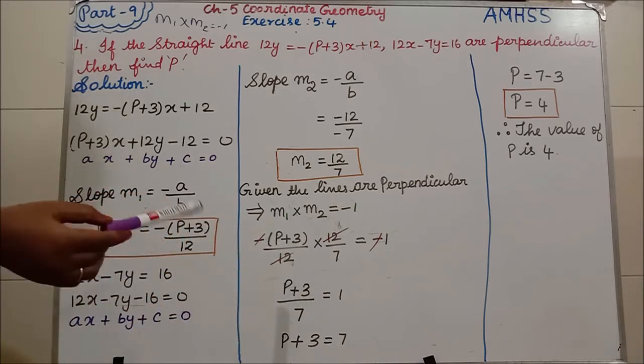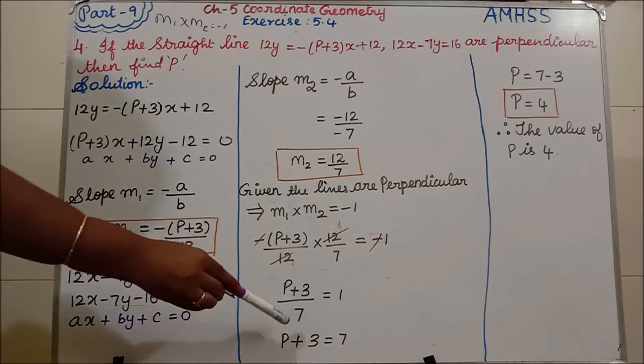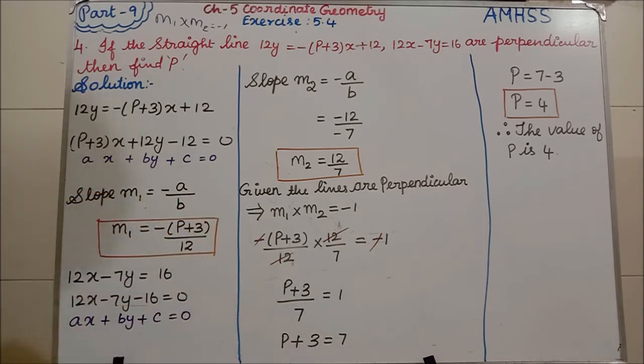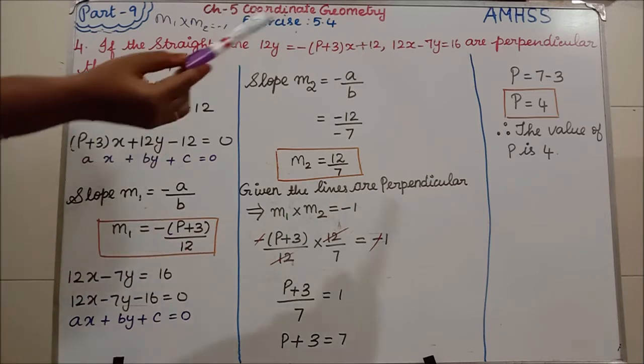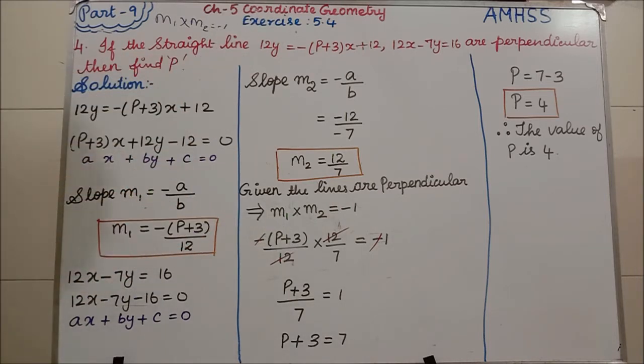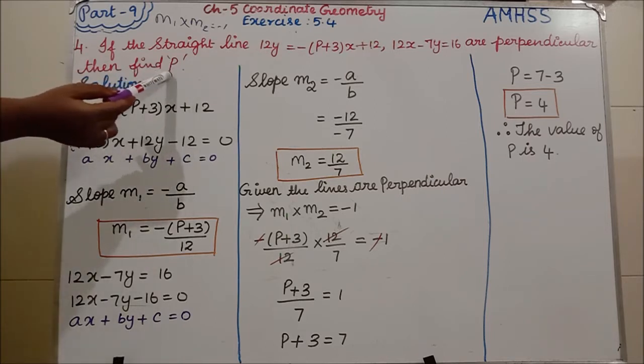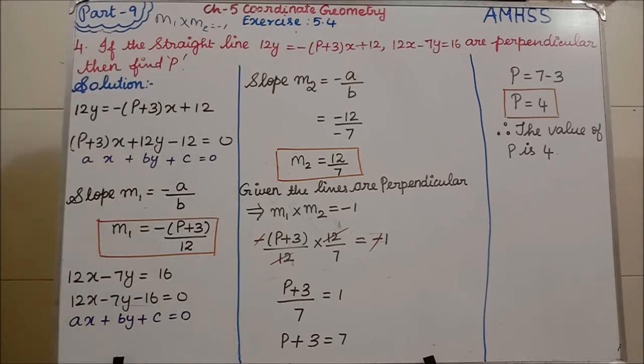Clear students? In the next step, this p plus 3 equals 7 into 1, it will become 7. Then p is equal to, this 3 if you take that side, it will become minus 3. So p equal to 4. Therefore, the value of p is 4. That only we have to find, isn't it? We need to find p. So now the p value is 4. Clear students, all of you, the fourth question. Next we will see the fifth question.